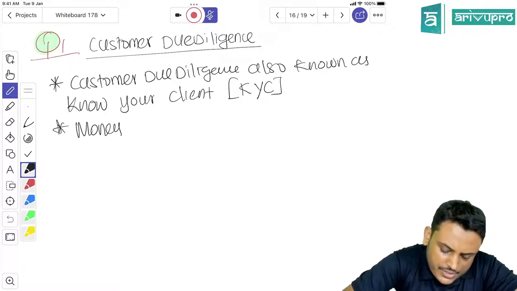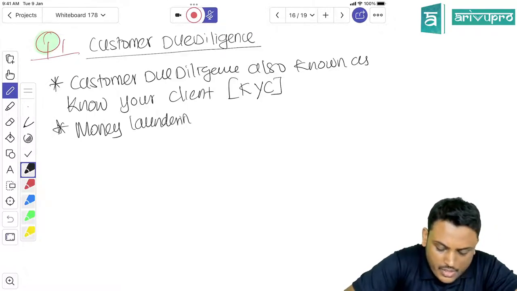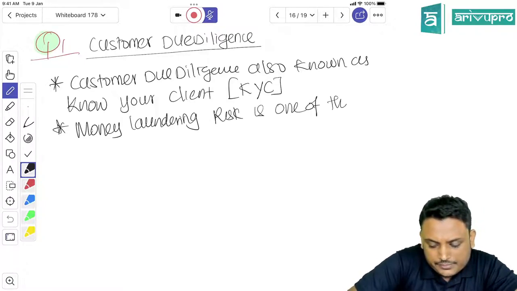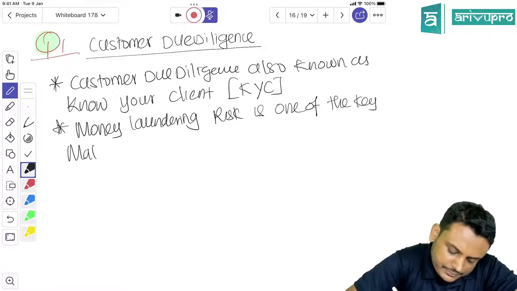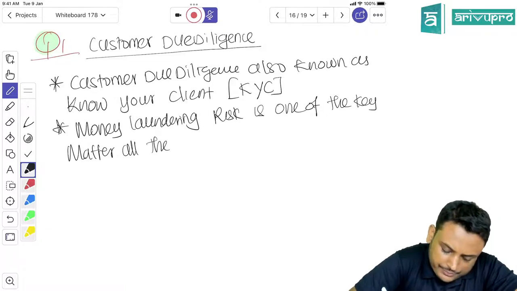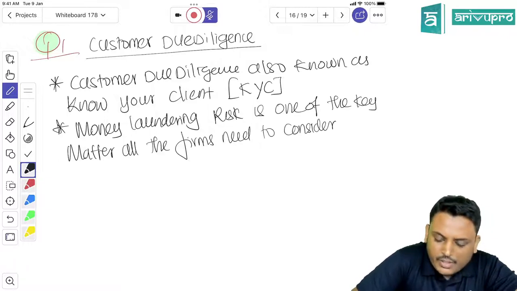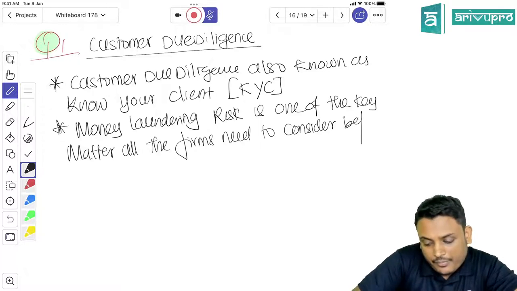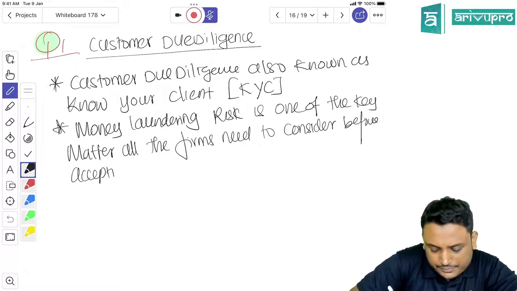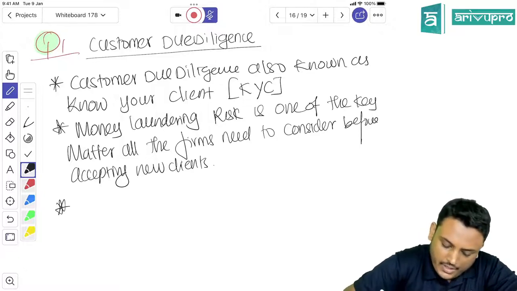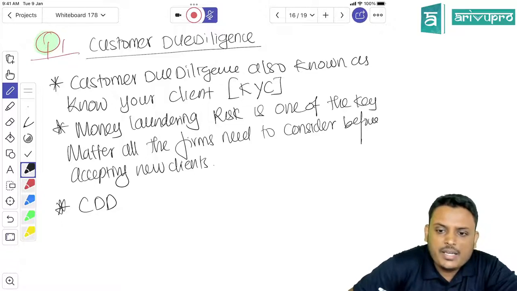Money laundering procedures. Money laundering risk is one of the key matters all the firms need to consider before accepting new clients. Customer due diligence, I will mark it as CDD.